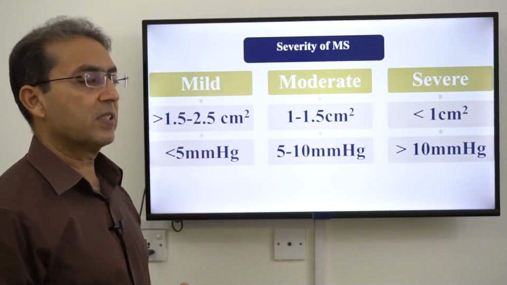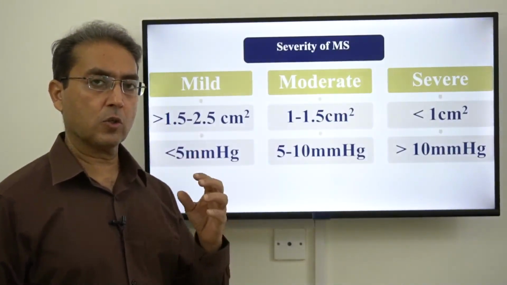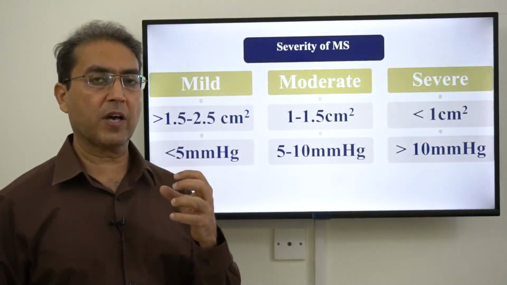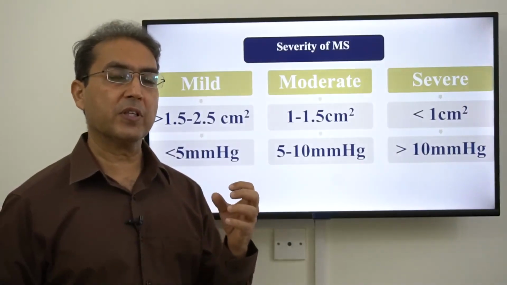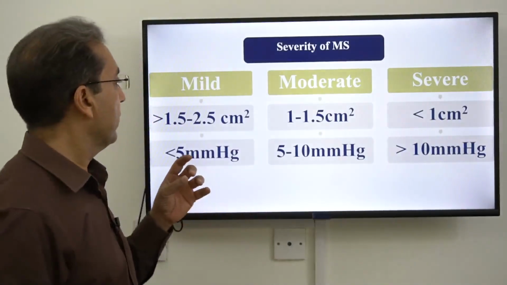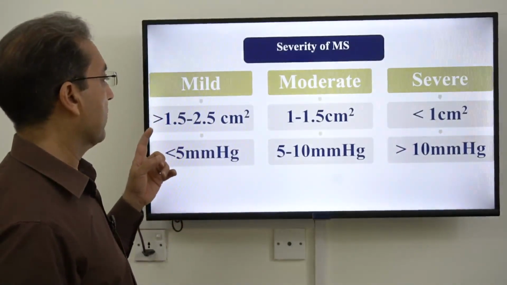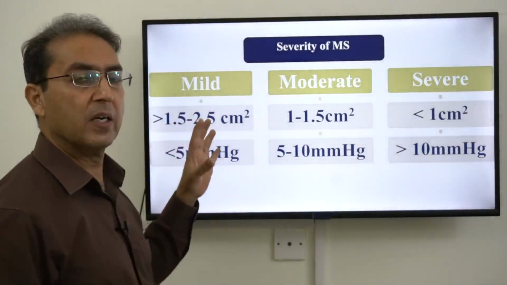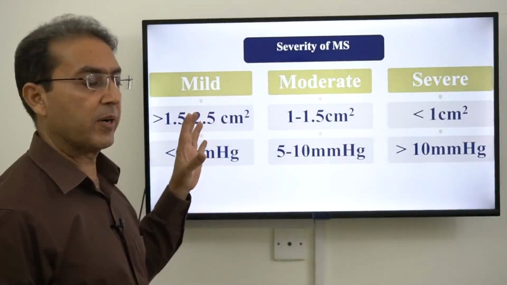The severity of the MS is assessed on two parameters: the surface area of the mitral valve and the pressure gradient between the left atrium and the left ventricle during diastole. So if the surface area is greater than 1.5 but less than 2.5 centimeters squared, this is a mild type of mitral stenosis.